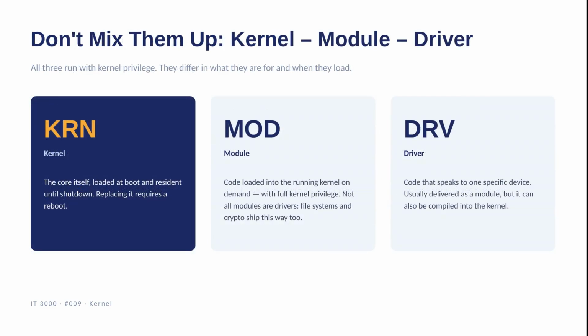Now, three words often get tangled together, so let's separate them cleanly. The kernel is the core itself, loaded at boot, resident until shutdown, and swapping it out means rebooting. A module is code that gets pulled into the running kernel on demand, and it inherits full kernel privilege the moment it loads. A driver is just code that talks to one specific device, usually shipped as a module, sometimes compiled straight in. So all three run privileged. The difference is purpose and timing.